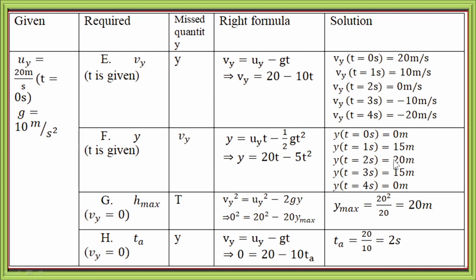Why is the value of the vertical displacement decreasing? The maximum height that can be attained by the ball is 20 meters. After that, the ball goes down. That is why its height decreases. And finally, after 4 seconds, it reaches back to the ground. That is why it is 0 meters.